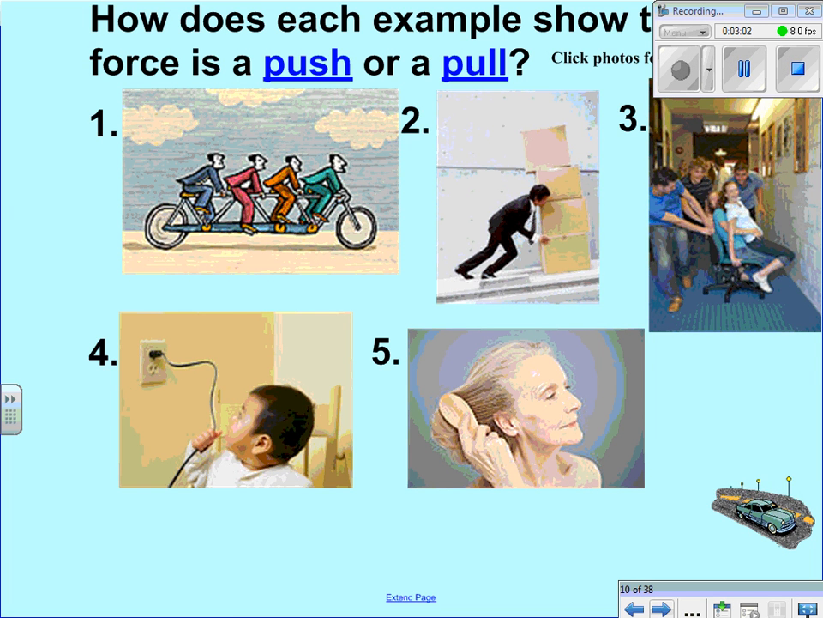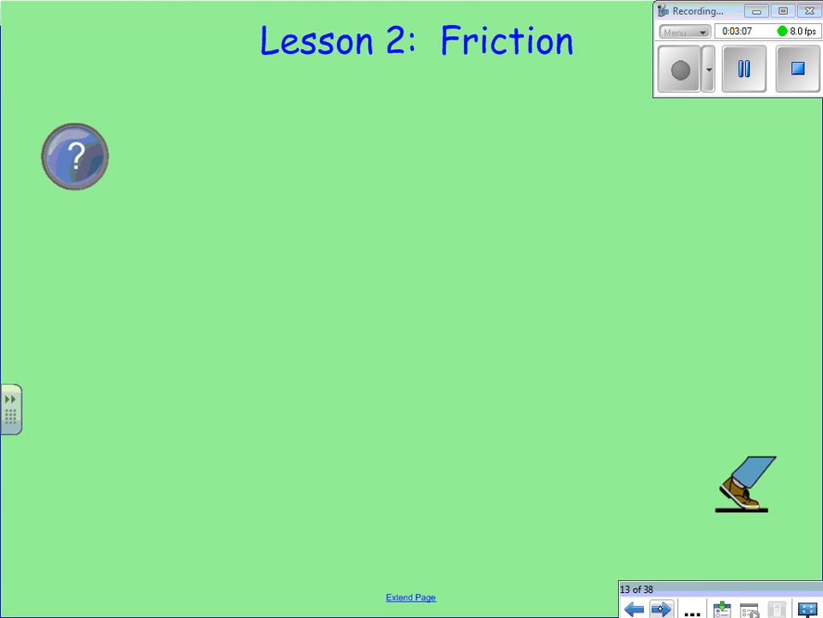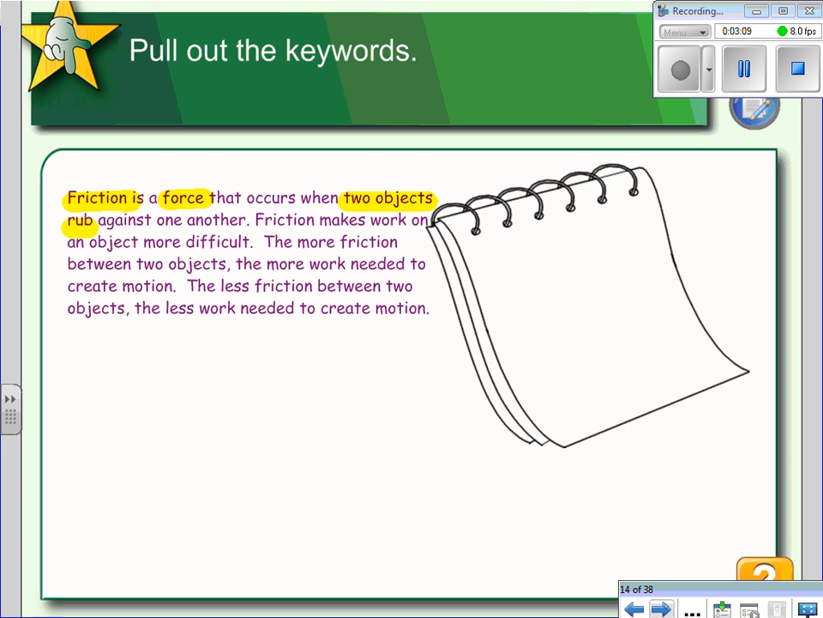So let's keep moving on here. Friction. We discussed the fact that friction is a force that occurs when 2 objects rub against one another. Now, we've talked about it, and Ms. Call always uses the example of rubbing her hands together. That is one way to remember what it is.